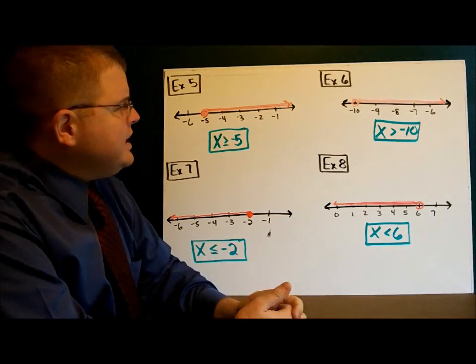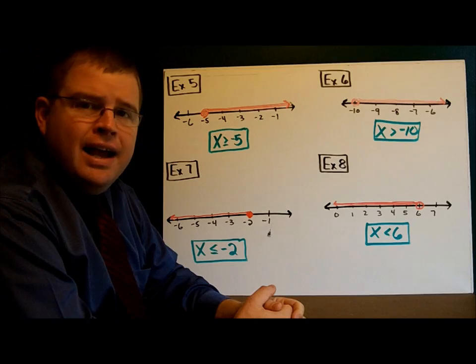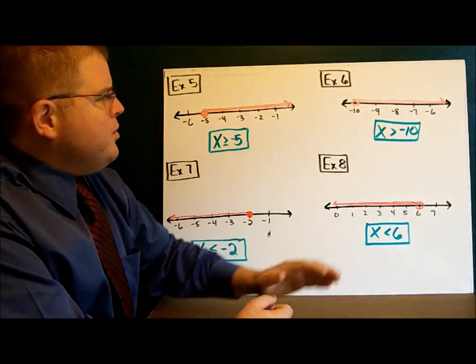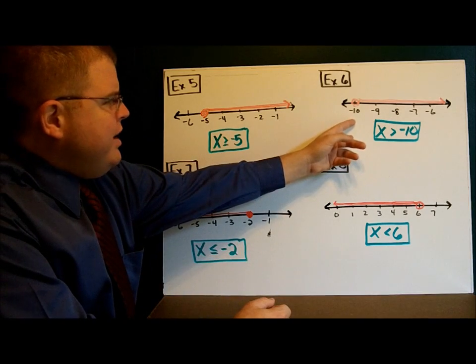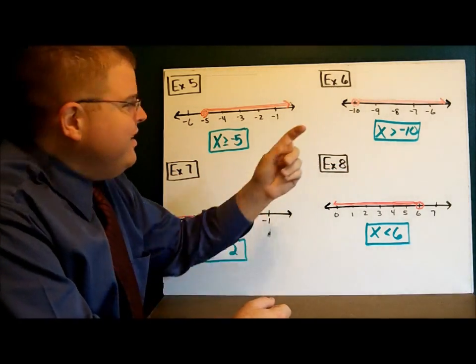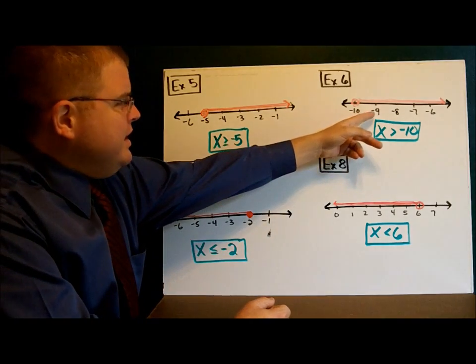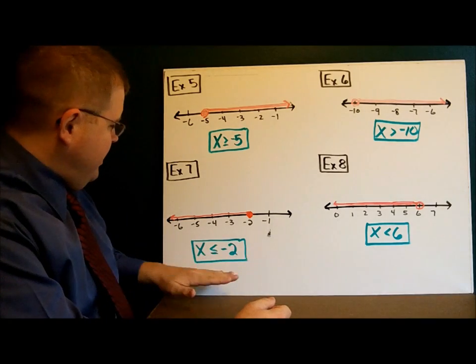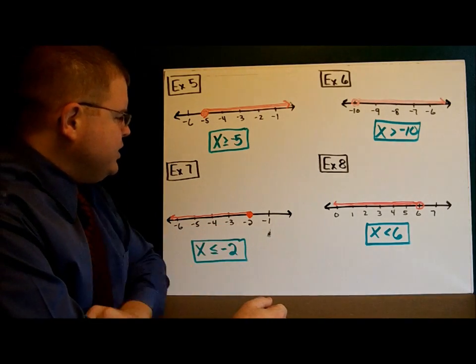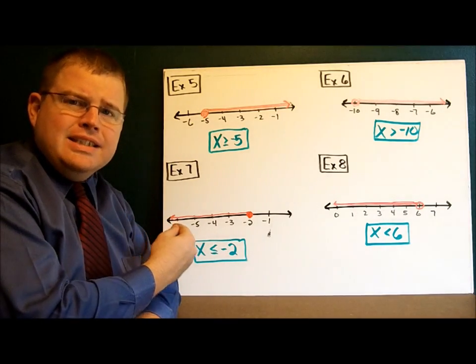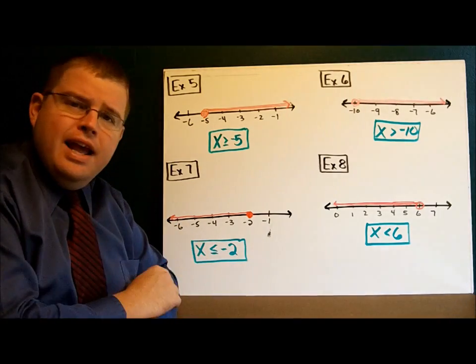On example 6, there's an open circle at the -10, so it does not include -10. And then it shades to the right. X is greater than or equal to, not equal to, x is greater than -10. This is larger, we're going off to the right. Down here, we have a closed circle at -2, and then we shade to the left. X is less than or equal to -2.